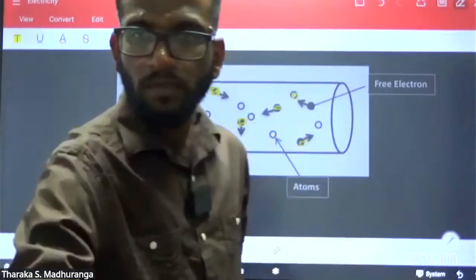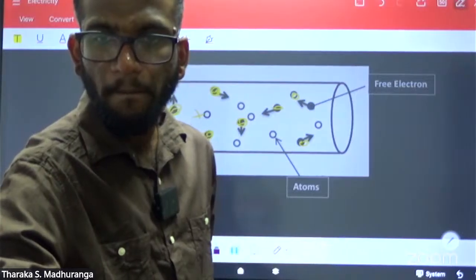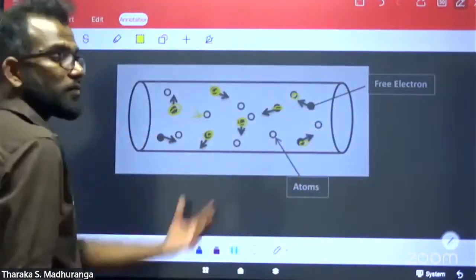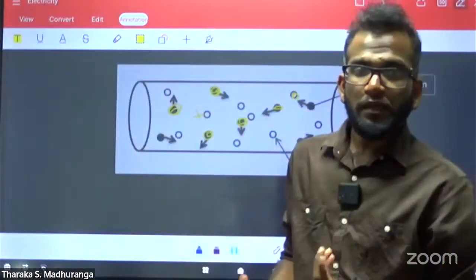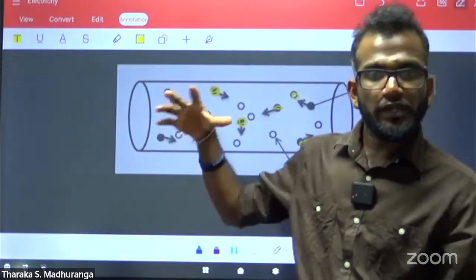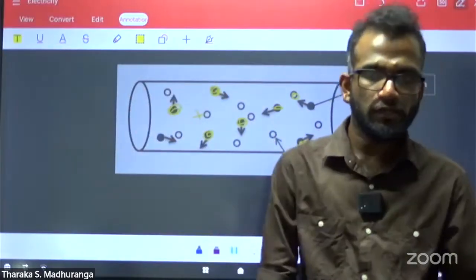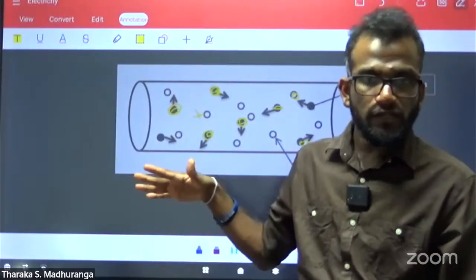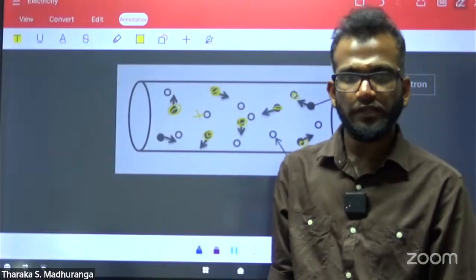Therefore, what happens? Yes, that is the reason. It has a lot of other atoms. The electrons collide with the nearest atoms when flowing. That's why there is an opposition force to the electron motion, that we call resistance. Then the electron motion speed is decreasing, so the current flow also decreases. That is resistance.